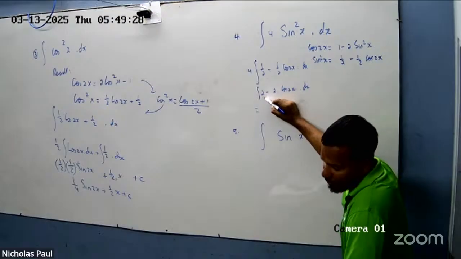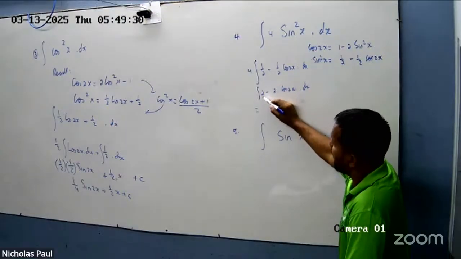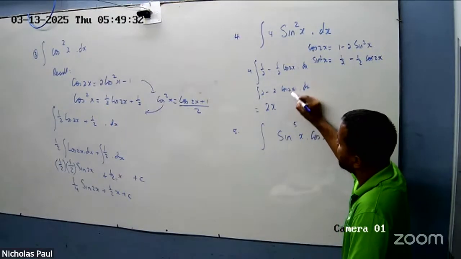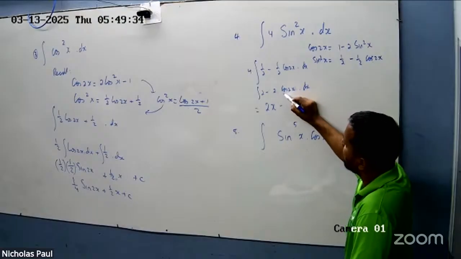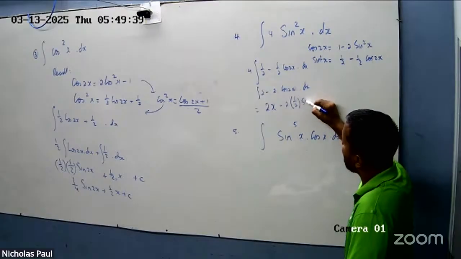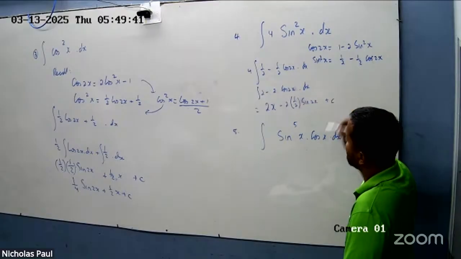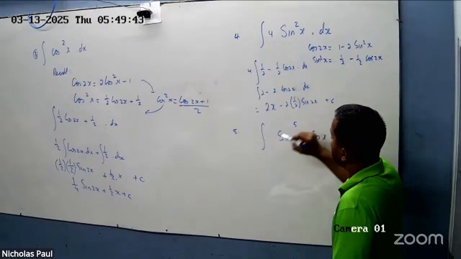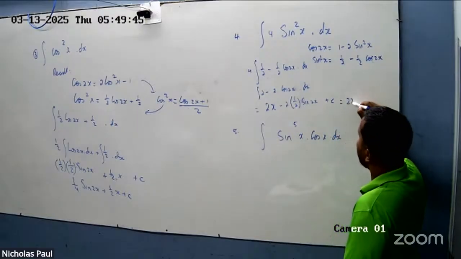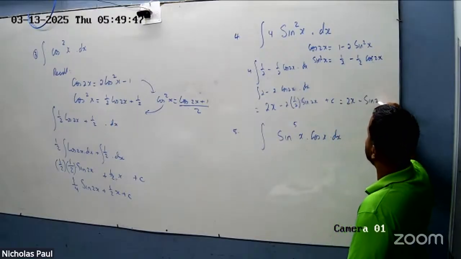What's the integral of 2? The integral of 2x. What's the integral of 2 cos 2x? That'll be 2 by a half sine 2x plus c. So your final answer is 2x minus sine 2x plus c.